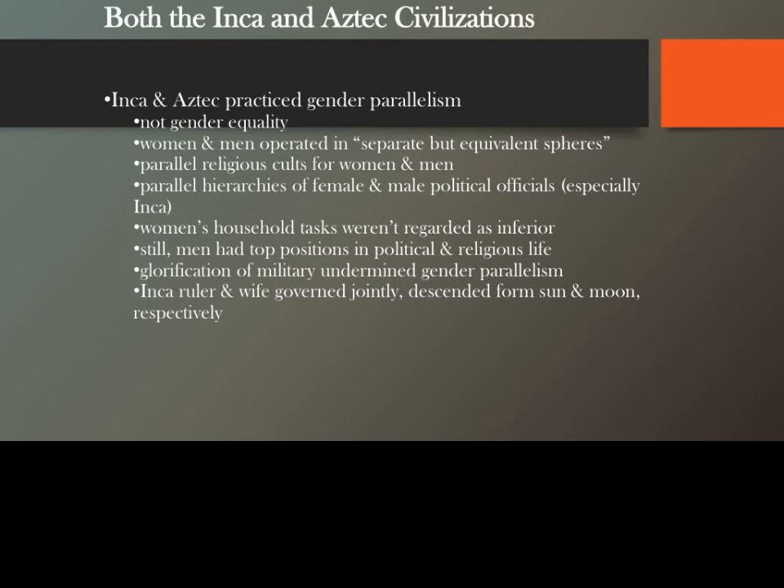Still, men were the ones that had top positions in political and religious life. But there was a glorification of the military that probably at times would undermine that gender parallelism and that system of separate but equivalent spheres. And the Inca ruler and his wife governed jointly, as opposed to the emperor or the ruler having sole power. And they were seen as descendants from the sun and the moon, respectively.